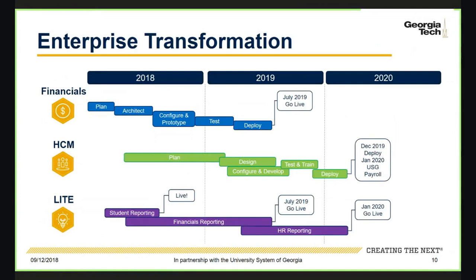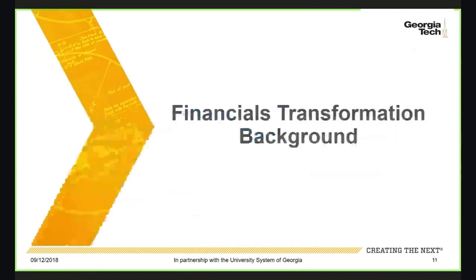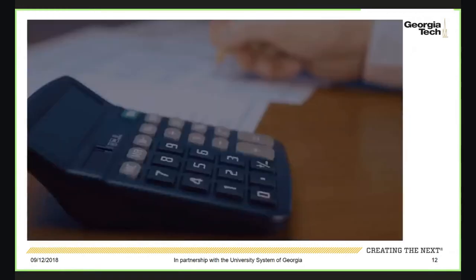And again, Light, the portal that will allow the data to be seen, is working alongside each one of those transformations with financials and HCM. So let's give you a background about the financials transformation and what this means. There is a wonderful series of what we call biteables, which are little short videos that give you some background about the project and the initiative around the transformation. We're going to start by showing you this one very quick biteable.